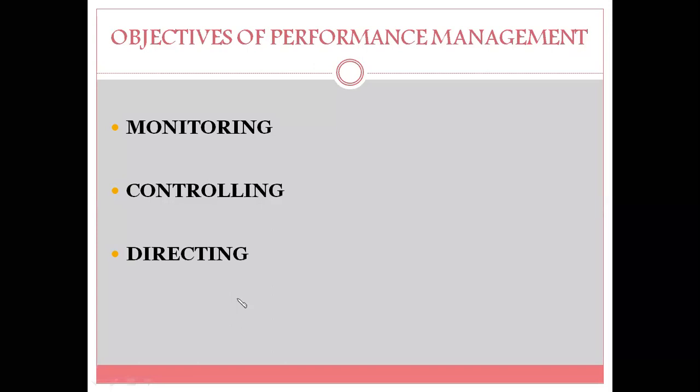And it also is concerned with the motivation of the individuals, the employees who are working in the organization, so that they can also contribute or increase their productivity in the organization. So these are the three important objectives of performance measurement: monitoring, controlling, and directing. Monitoring is past oriented, that is, it is basically focusing on historical data or past data. Controlling is present oriented, and directing is future oriented.